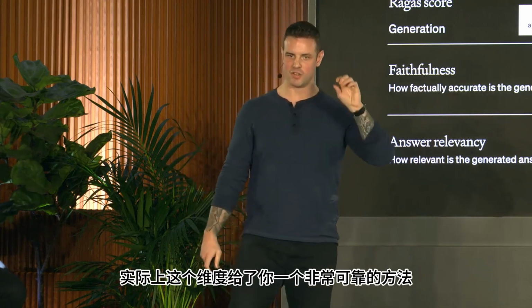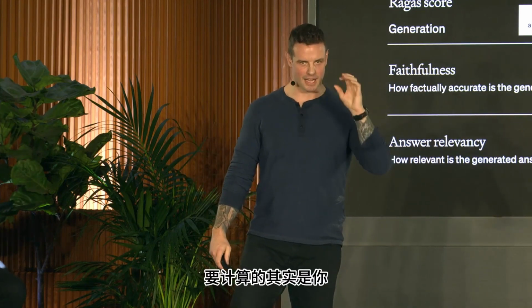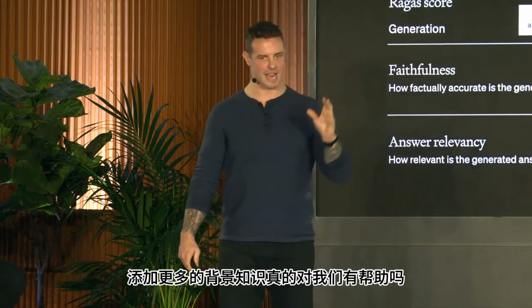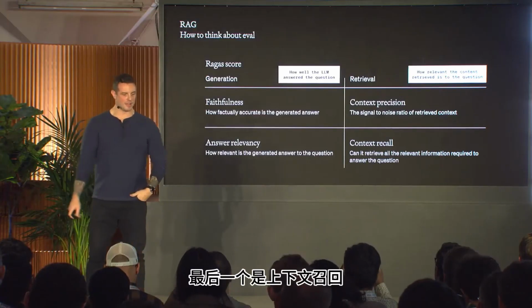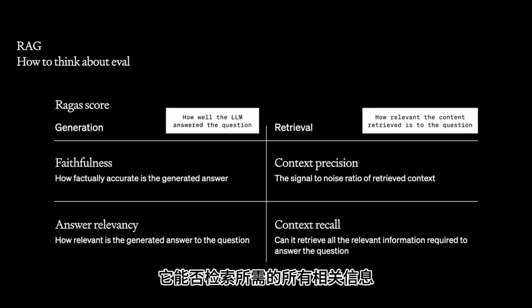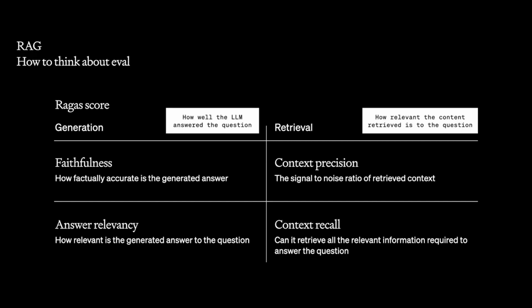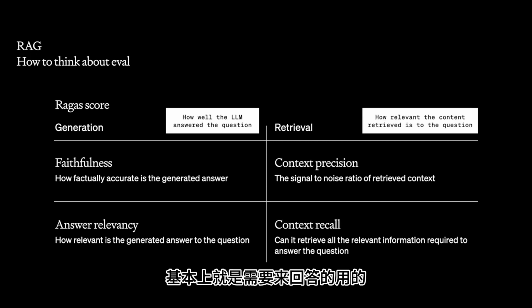And actually this metric gives you a very solid way to calculate: is adding more context actually helping us here? And the last one is context recall. So can it retrieve all the relevant information required? Basically, is the relevant information that it needed to answer that question actually in the content?